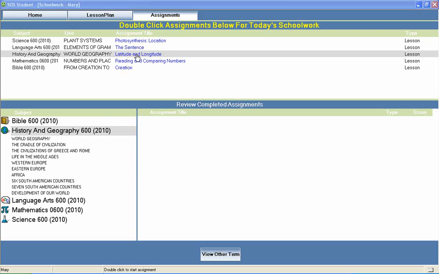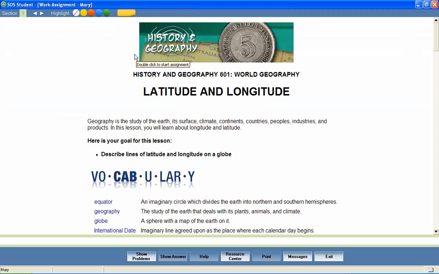Now let's take a look at a 6th grade history and geography lesson to see how concepts like these are covered. In a unit entitled World Geography, let's look at a lesson called Latitude and Longitude. Most Switched On Schoolhouse lessons begin with a brief introduction and a list of objectives for the lesson.